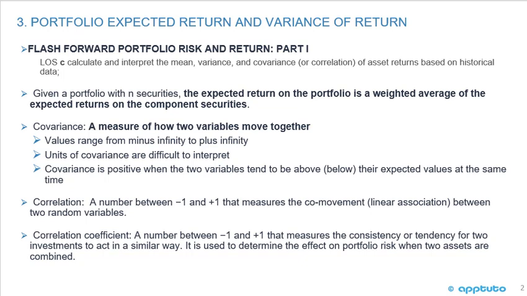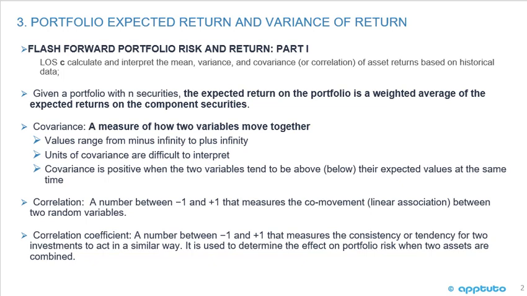So the values range from minus infinity to plus infinity for covariance. Units of covariance are difficult to interpret, therefore. If they say, oh, the covariance is 492, what is that really telling you? Covariance is positive when the two variables tend to be above their expected values at the same time.